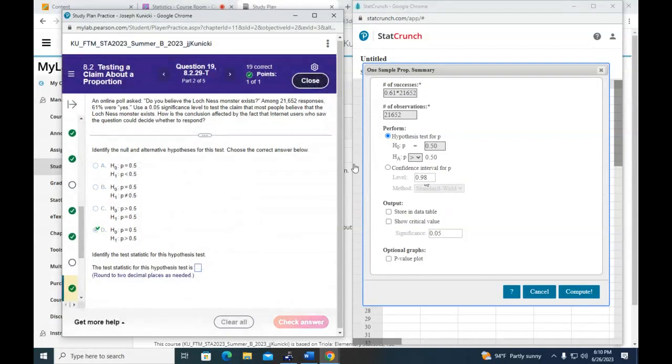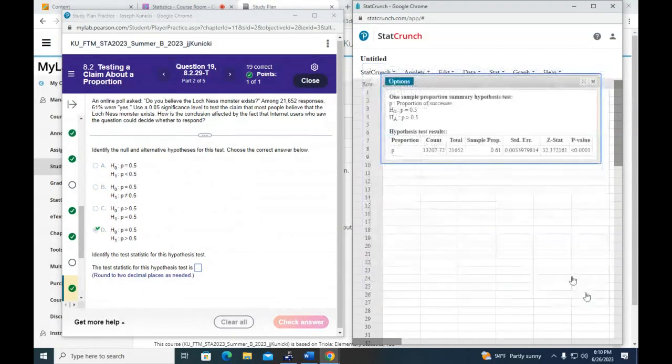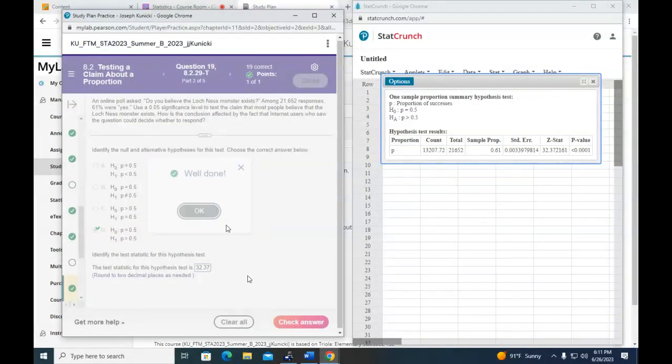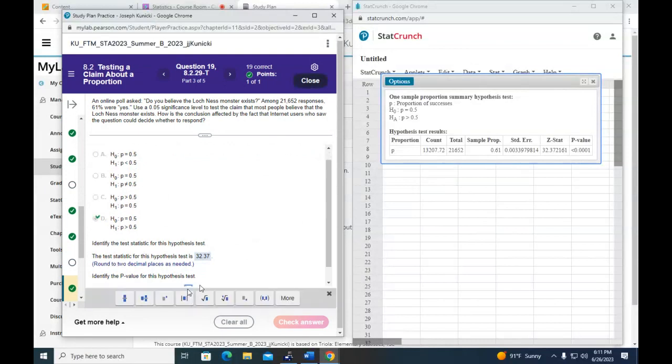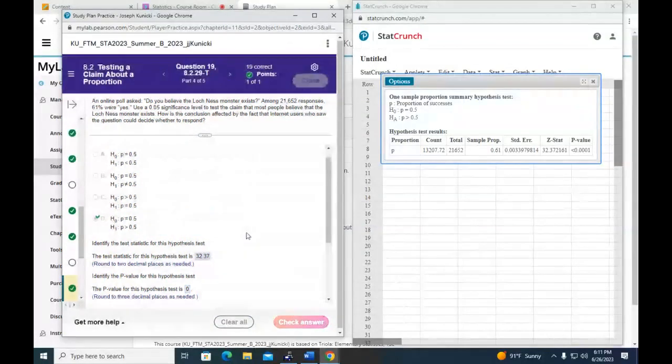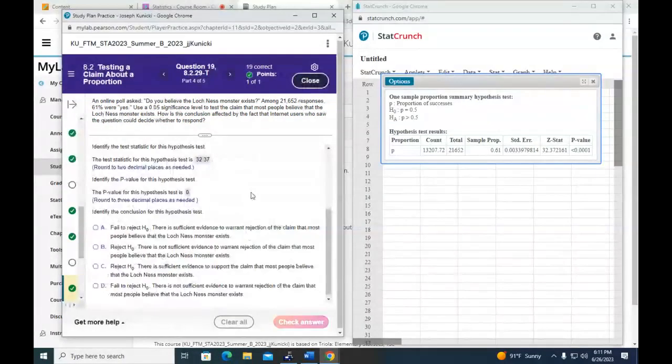All right. And I have all the numbers in there. They want the test statistic. 32.37. So what do you think? Look at the p-value, zero. So it says 0.0001. Zero, so they allow you to do that. Okay, so you know how to answer it? We're rejecting, so it's either B or C. C.